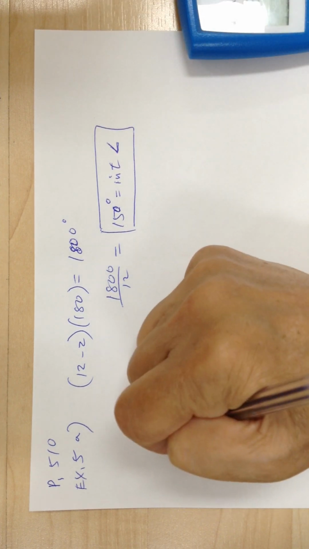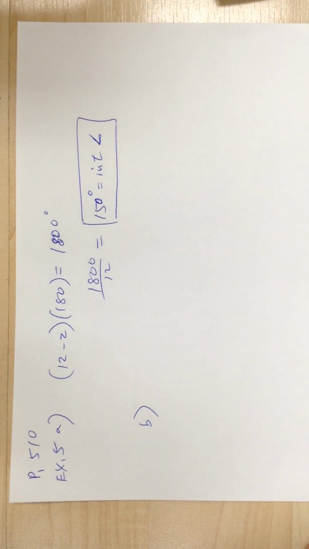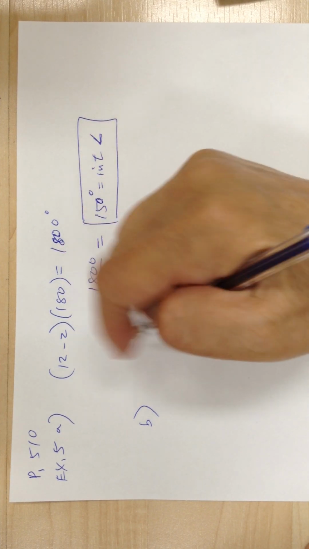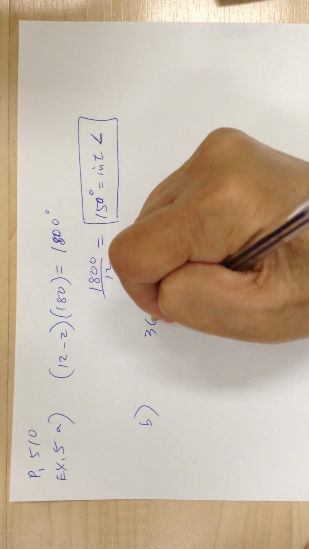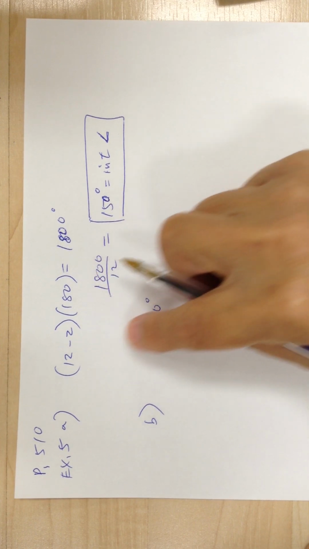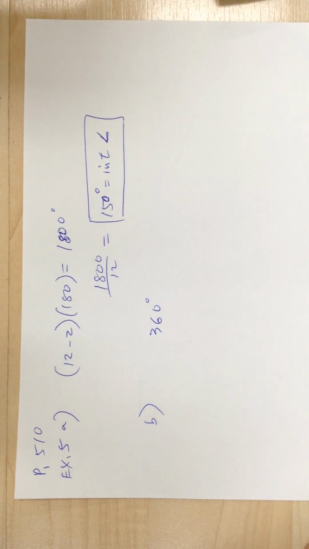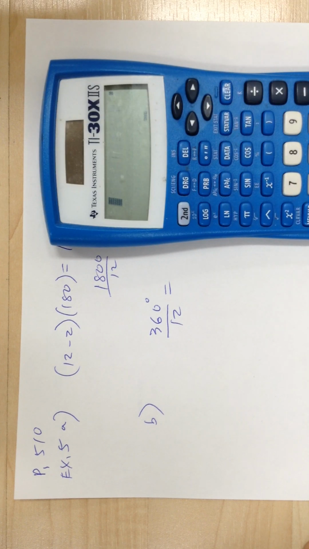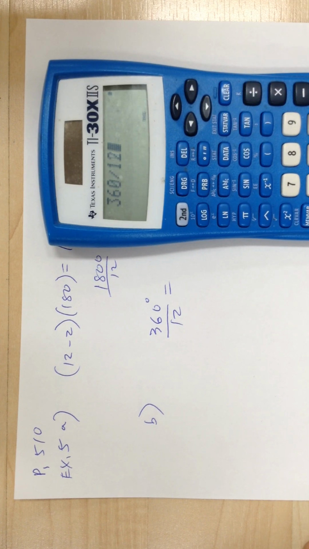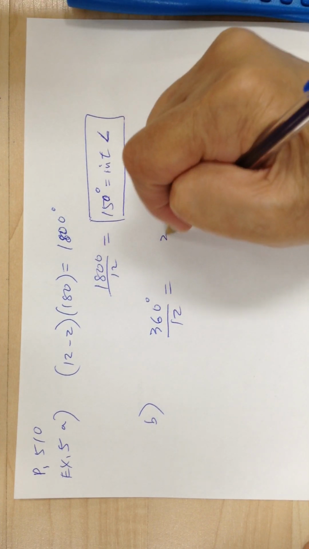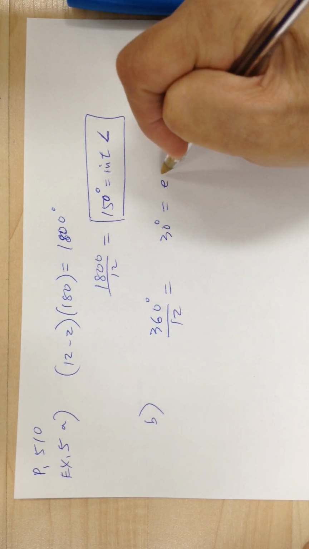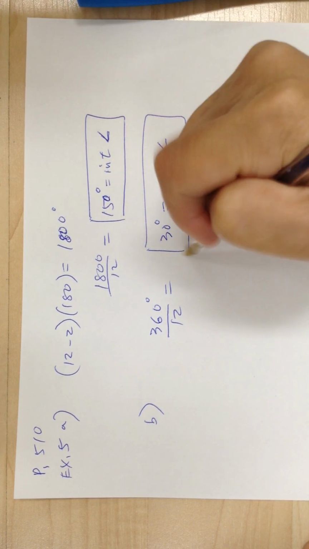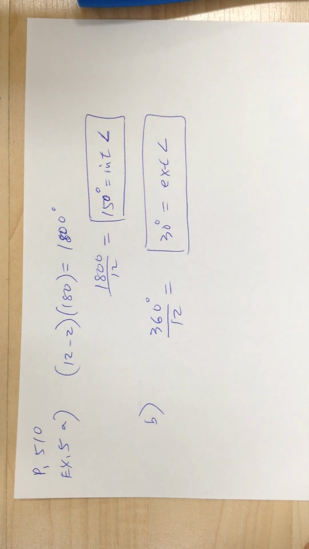Now B, to find the exterior angles. Remember, the sum of the exterior angles is always 360, and there are 12 sides. Therefore, there will be 12 exterior angles, so you divide by 12. So 360 divided by 12 equals 30 degrees. Now, what did you notice about the exterior angle and interior angle? They are supplementary, right? They have to equal 180.